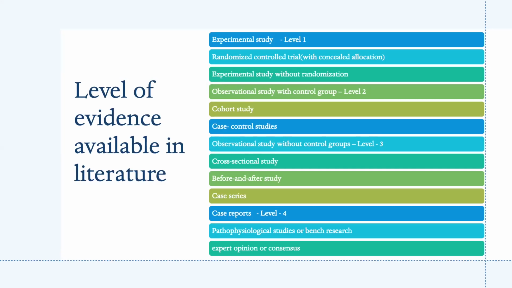For example, randomized controlled trials with or without concealment, without randomization could be level 1 studies. The level 2 studies can be observational studies with control, or a cohort study, or a case control study. So anything below level 2, if you want to conduct a systematic review with level 3 and level 4, unfortunately, you may not be able to produce decent evidence.